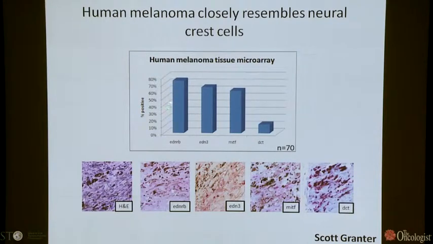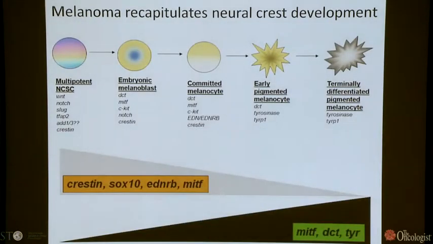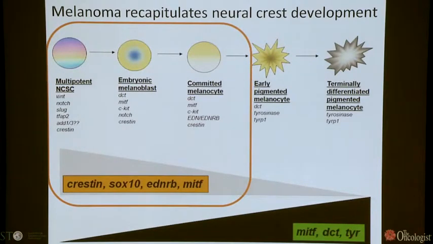So this is a tissue microarray of 70 human melanomas stained again for early neural crest markers like EDNRB and EDN3, where you can see almost 80% express these early neural crest markers. Only about half or a little more than half express MITF, and again, only about 15% express the differentiation marker dopachrome tautomerase. And so when you take the zebrafish and the human together, it really suggested to us that many melanomas, certainly not all, recapitulate early neural crest development and specifically express markers associated with the neural crest stem and progenitor cells, and much less so the differentiation genes.